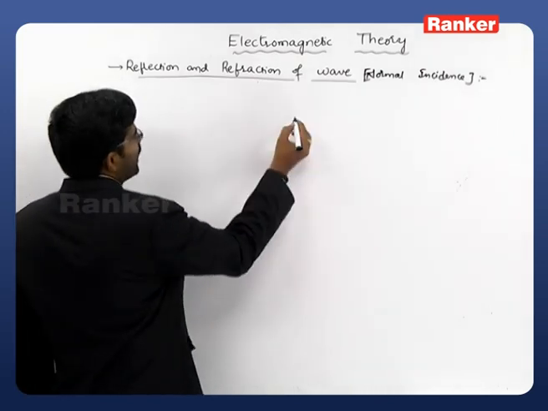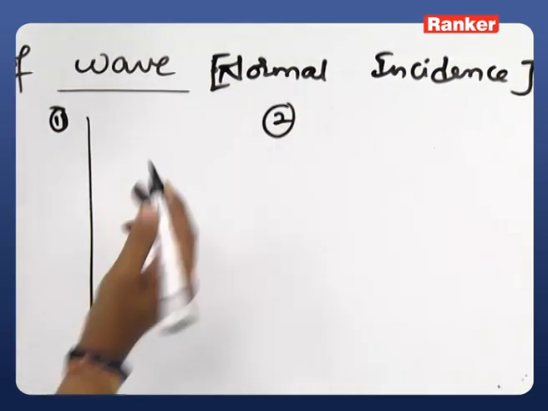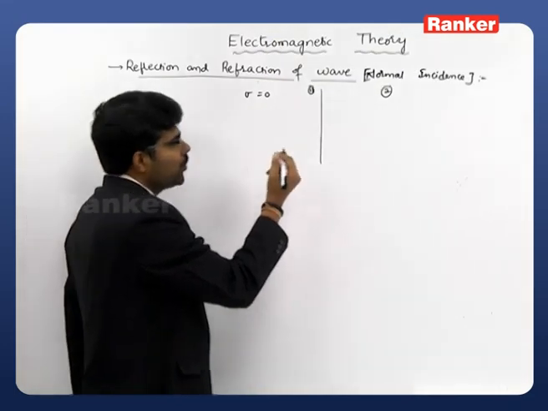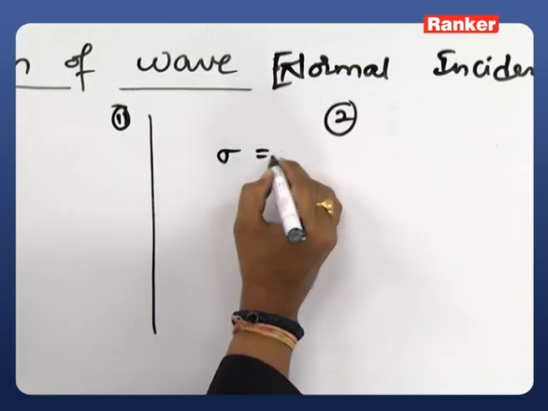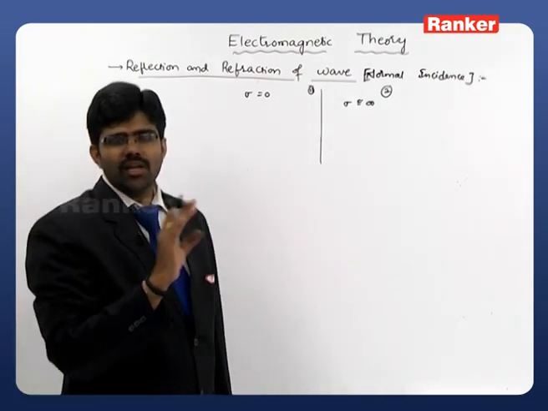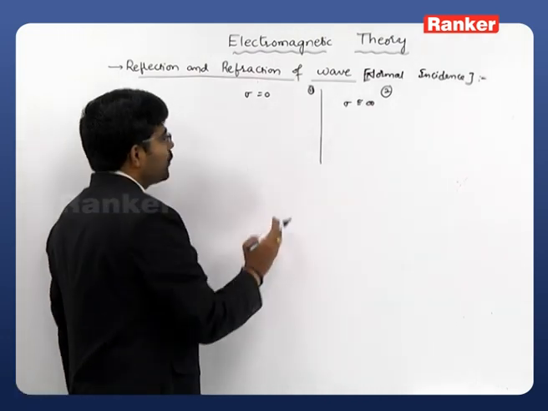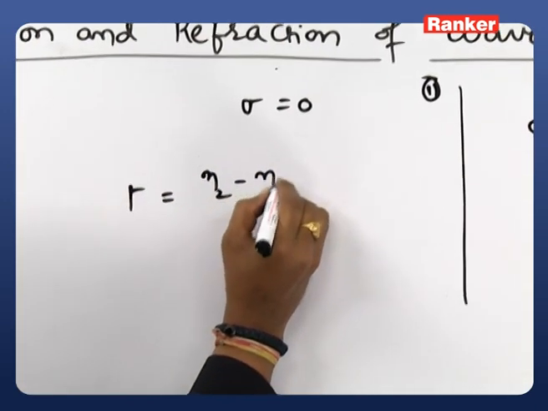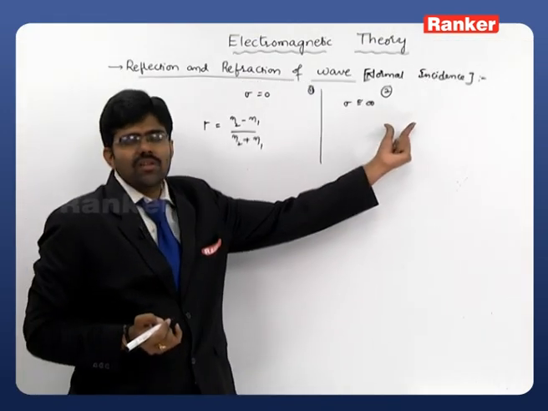Let us take this as medium 1 and this as medium 2. Since medium 1 is a lossless dielectric medium, sigma is equal to 0 and we may have some epsilon and mu. The second medium is a perfect conductor, so sigma is approximately infinite, a very very high value, and it may have some epsilon and mu. Now we are supposed to observe what the reflection coefficient is at the boundary. For the calculation of the reflection coefficient, take gamma equal to eta 2 minus eta 1 divided by eta 2 plus eta 1.